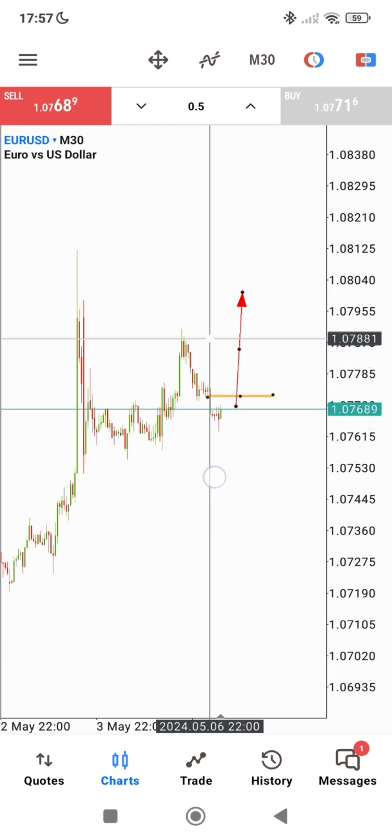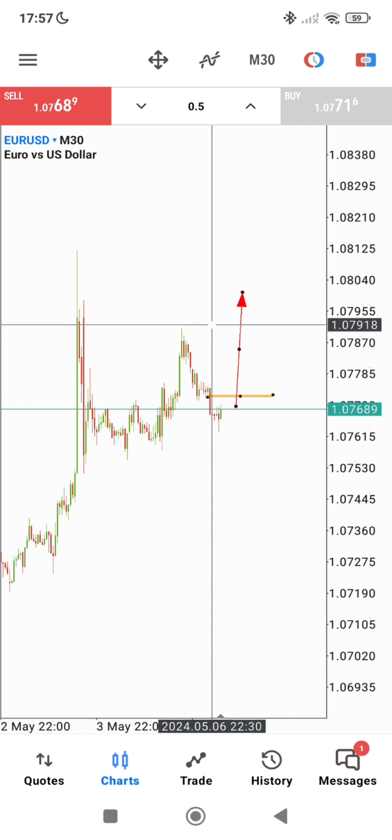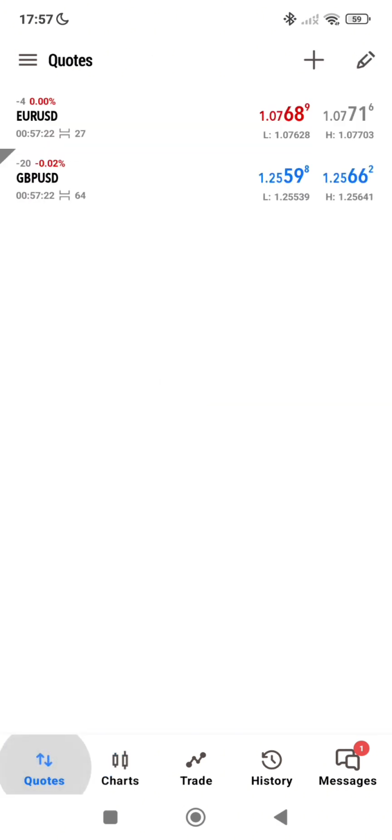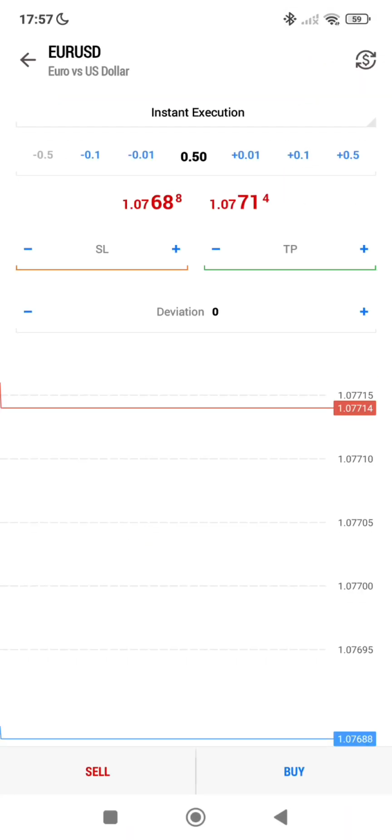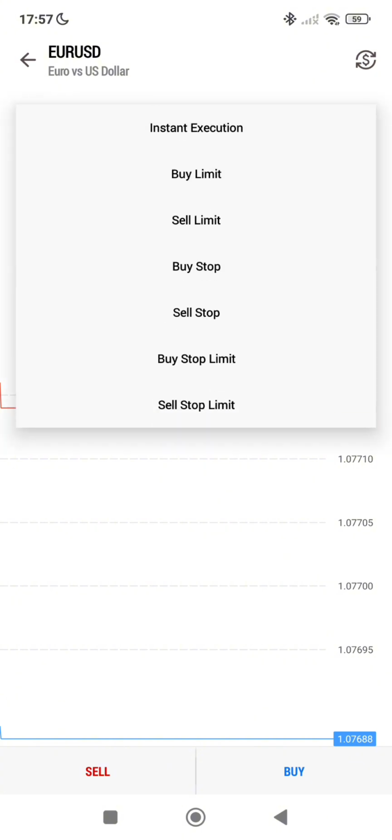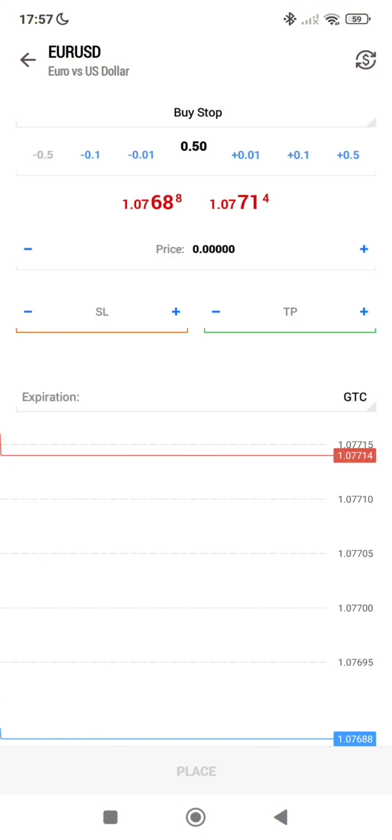Now if your take profit is going to be above here, you are going to copy that value, TP is equal to 1.07918. Now you go back again to quote, you press and hold Euro USD, you press on new order, you press on instant execution. This time you are setting a buy stop order because you anticipate that price is going to continue to go up.